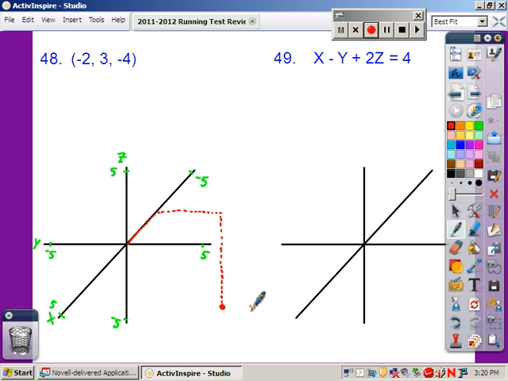So if your point is a little bit off from the one I drew, it's no big deal. That just happens to be where I estimated it to be.